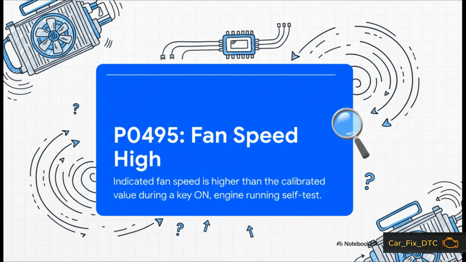So, what is your car actually trying to tell you with this code? Well, P0495 basically just means fan speed high. Your car's brain, the main computer, is getting a signal that the engine's cooling fan is spinning way faster than it should be. You can kind of think of it like the fan decided to run a full-on sprint when it was only supposed to be jogging. The real mystery, though, is why.